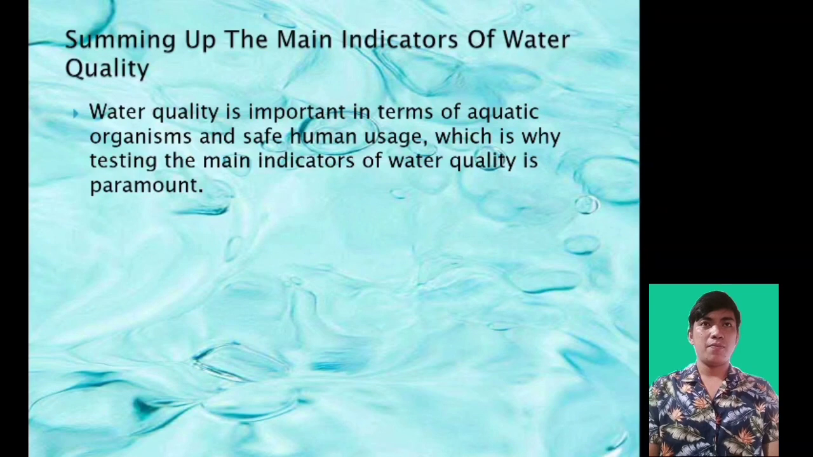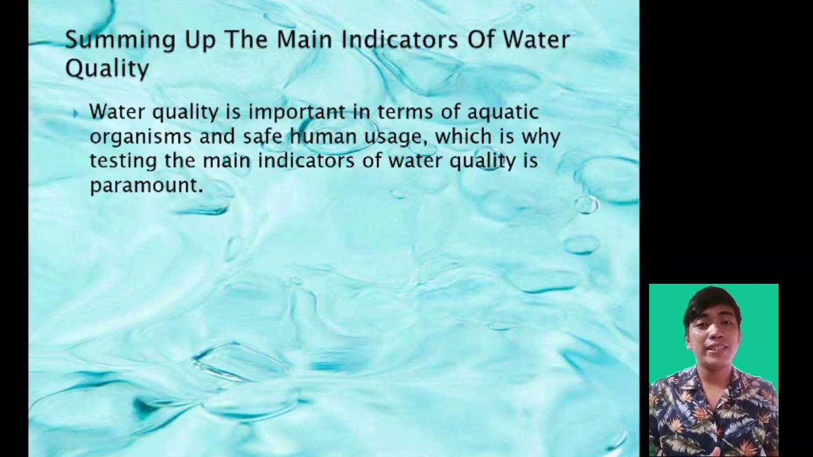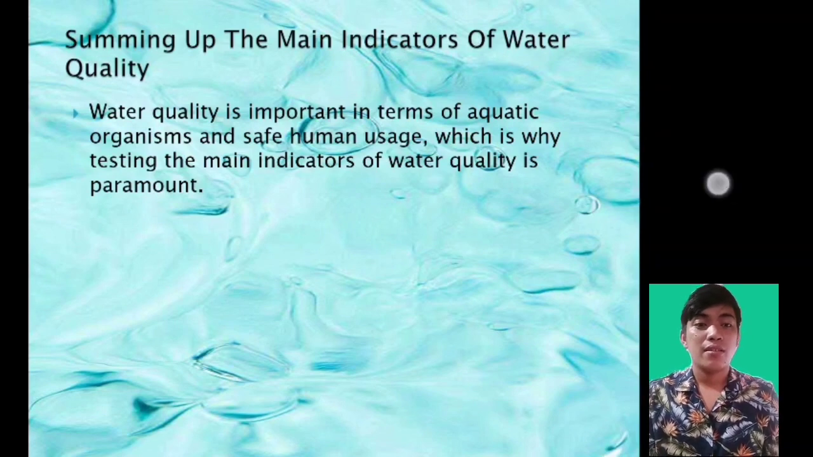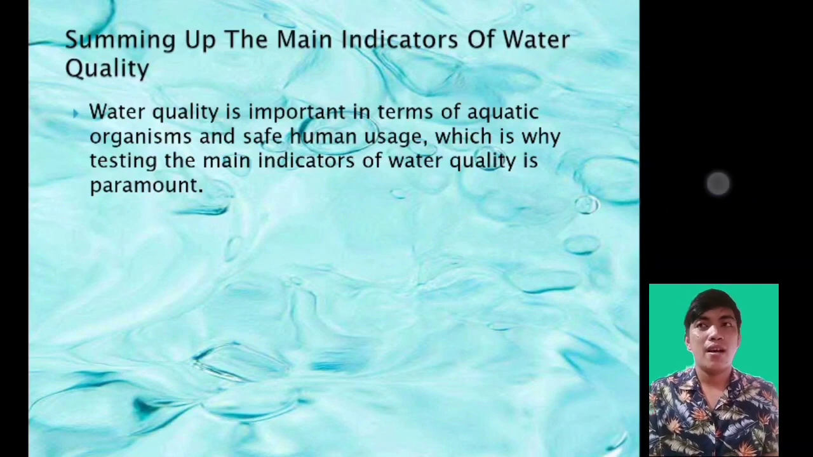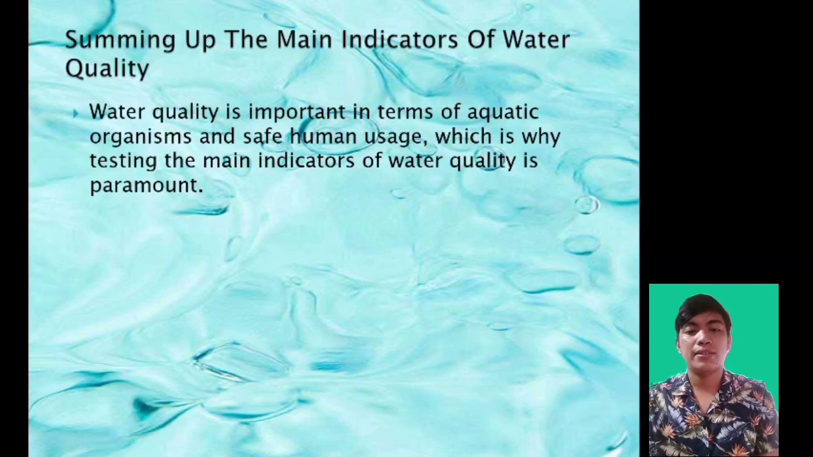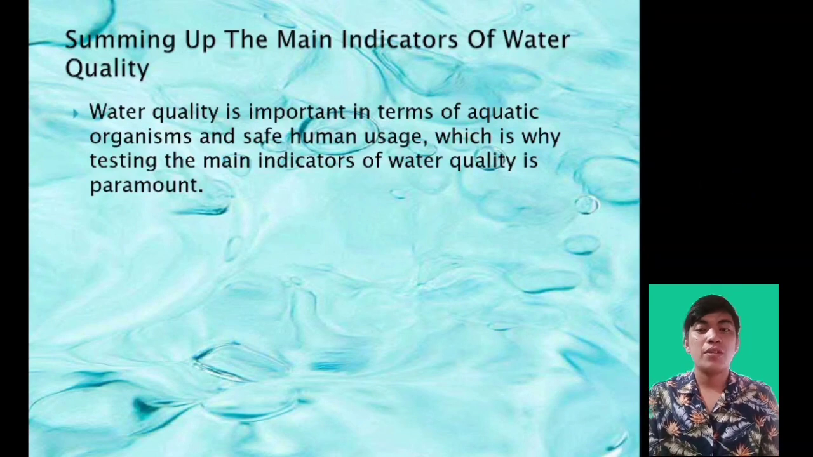Summing up the main indicators of water quality. Water quality is very important in terms of aquatic organisms and safe human usage, which is why testing is needed. The main indicators of water quality are temperature, dissolved oxygen, pH, total dissolved solids, conductivity, suspended sediment, nutrients, metals, hydrocarbons, and industrial chemicals. So that's all. Thank you for listening.